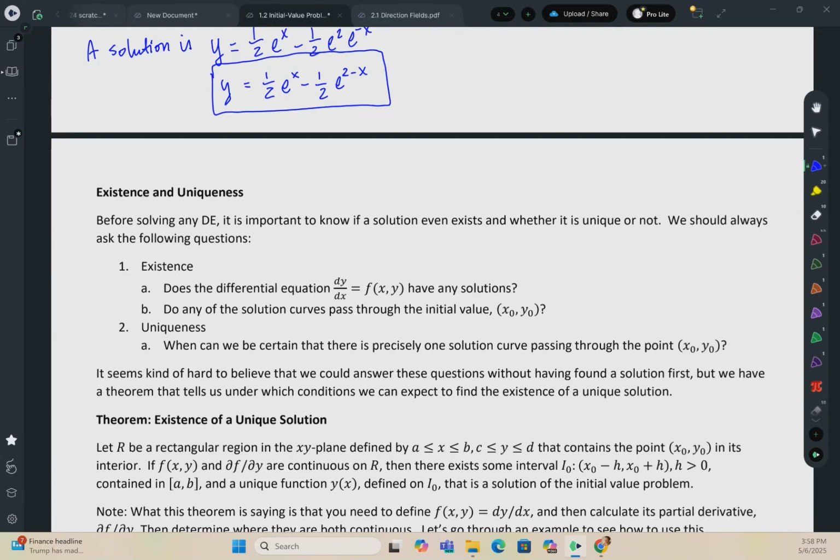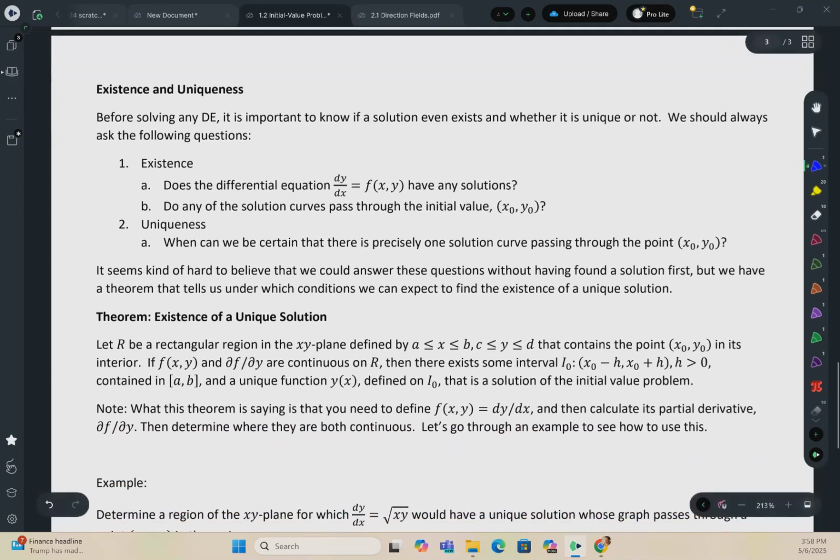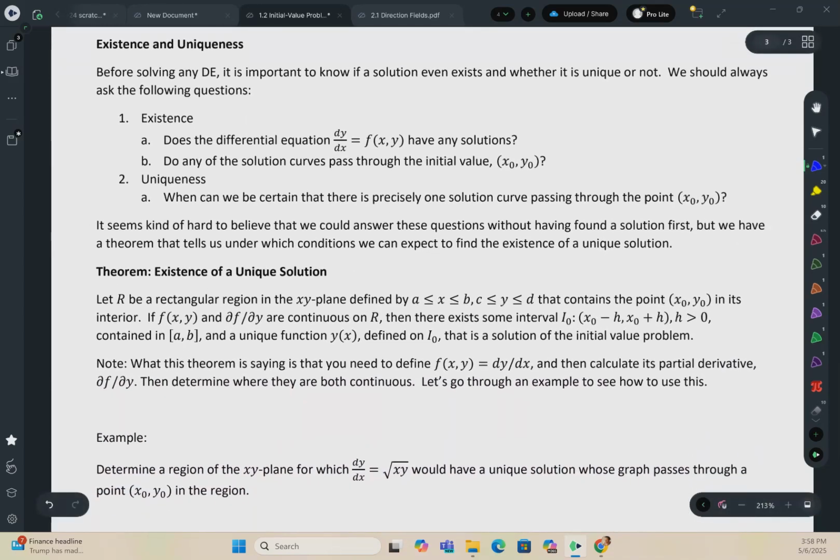And it seems kind of hard to believe that we can answer these questions without ever having found a solution, but we have a theorem that says we can, and it tells us what to do to make that determination. I will admit that I'm going to read it out loud, and I'm going to read my note, because the theorem is highly theoretical in how it's written. It's very precise and mathematical, and it can be scary and very unfamiliar to read and not clear either. So we want to clear it up.